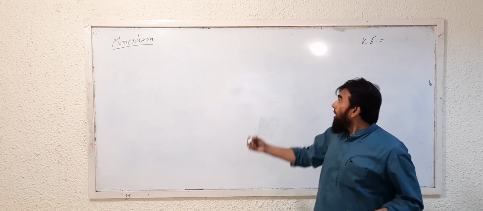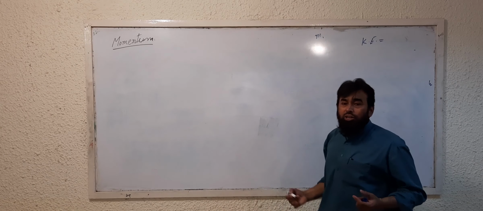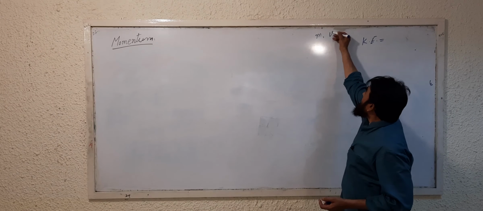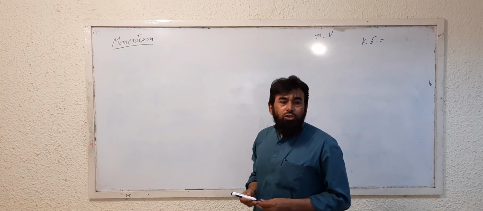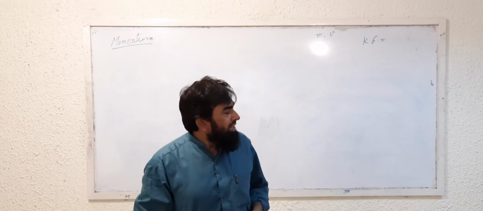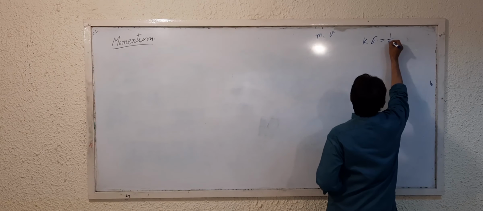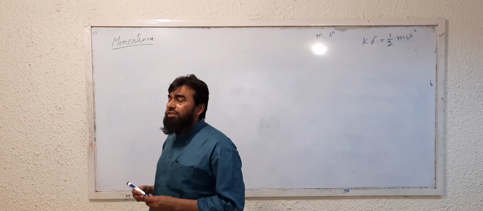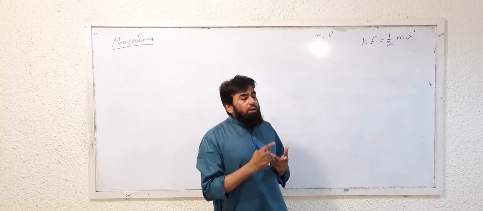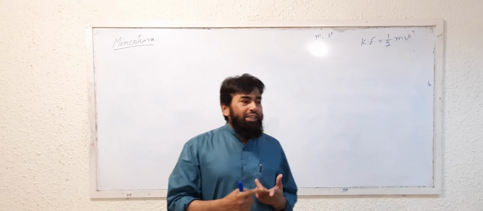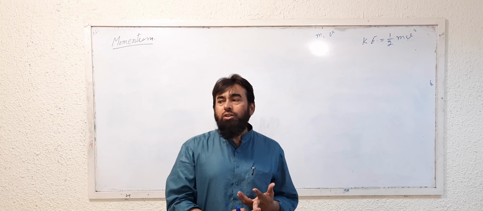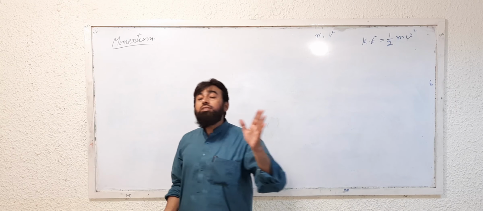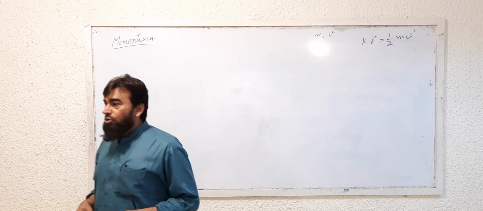If you have a body of mass m and that body is moving with the velocity v, so we can find out the kinetic energy: half m v square. Okay, so is kinetic energy a scalar or a vector? Whatever the type of energy is, whether it is potential energy, kinetic energy, heat energy, etc., energy is a scalar quantity, not a vector quantity. You must keep this in your mind.